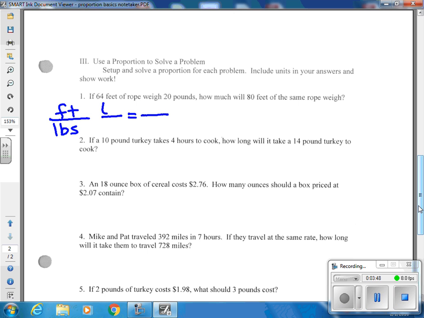So 64 is feet, it goes up on top, and the pounds for the 64 feet is 20 pounds, that goes on the bottom. Then when we go to 80 feet, 80 goes on top, and our x goes on the bottom. We still use cross multiplication, so 64 times x is 64x, 80 times 20 is 1600. Divide by 64 like you normally would do, and you come out with x equals 25.